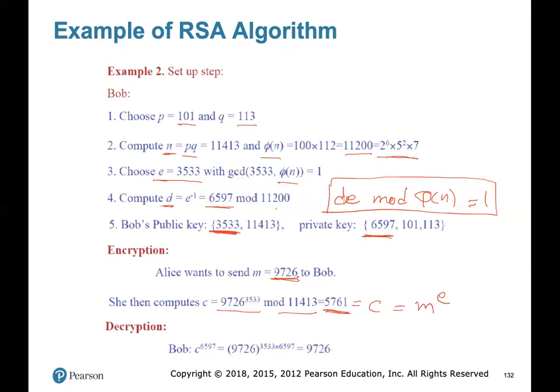I think here, yeah, here Bob at the recipient side calculates the ciphertext received, which is 5761 to the power of its private key, which is 6597, and based on that, Fermat's little theorem, I told you that this is gonna be equal to 9726 to the power of this number, which again becomes this. So this way, Alice can send the message to Bob.